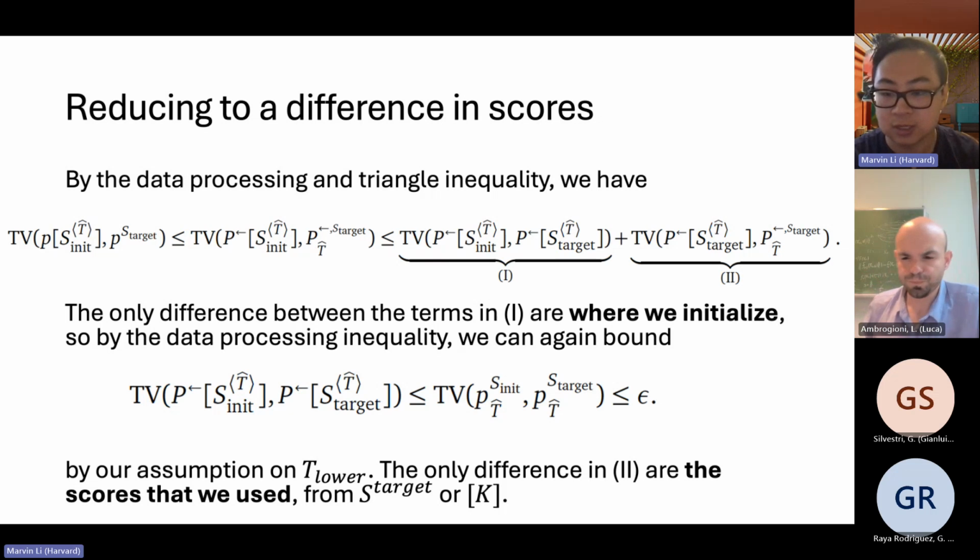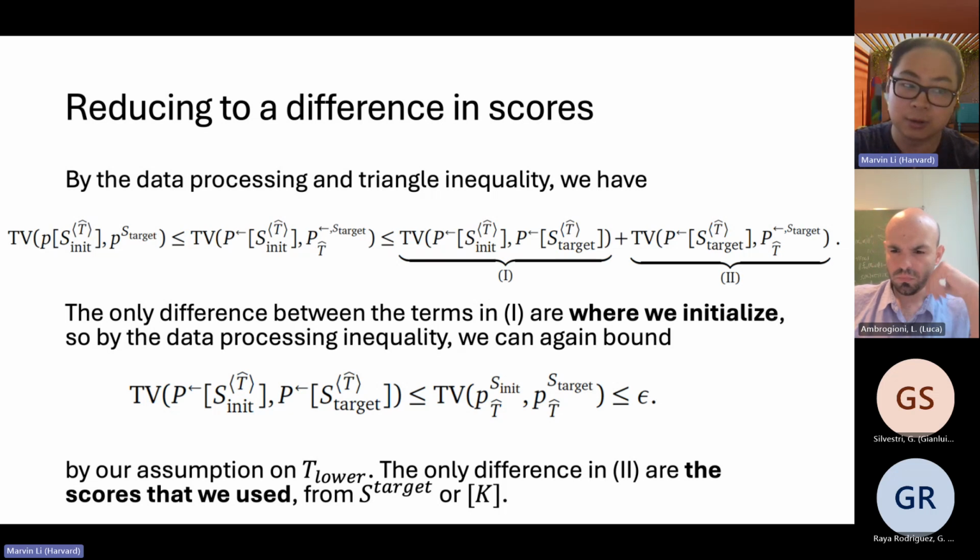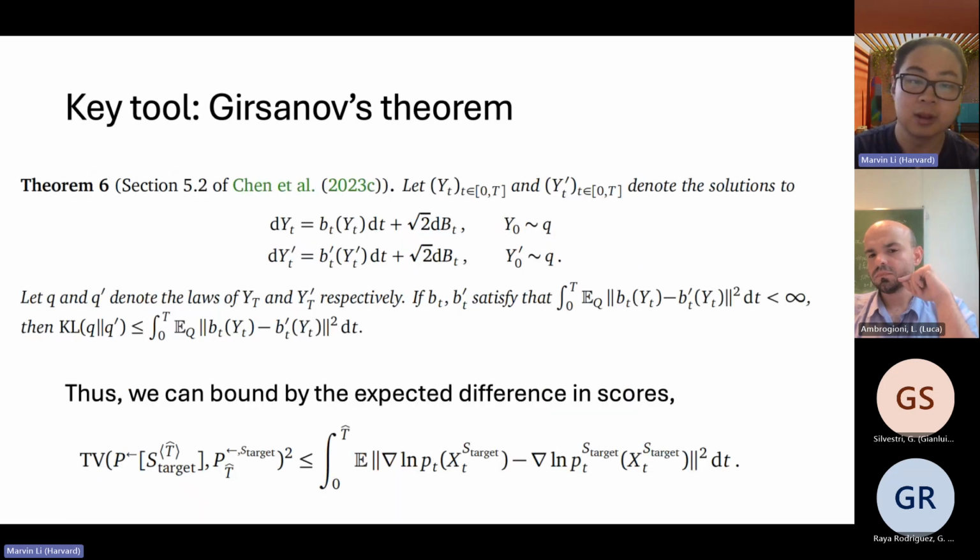To recap, for the difference in term 2, you'll notice that P bracket S target is the distribution when we start with S target, noise it, and denoise it using this full score. And P t hat S target is if we just noise it to P t hat S target, and then denoise it using the score only from S target. The only difference in term 2 is the scores that we used. Are they from S target, or are they from the full distribution K? This is what we'll be focusing on. This term is the most difficult one to bound.